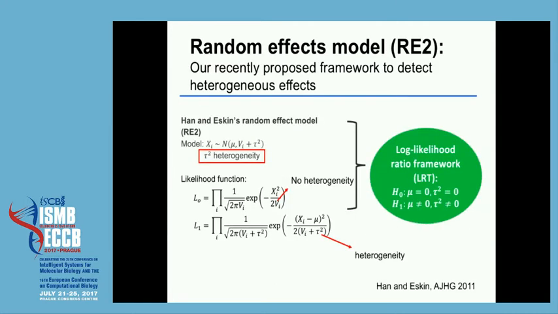To detect the heterogeneous effect, we previously developed the Han and Eskin random effect model, which we call RE2. In the model, the observation follows the normal distribution with mean mu and variance equal to the summation of the within-study variance V and the between-study heterogeneity tau squared. We can build the likelihood function, which contains and does not contain the mean effect and heterogeneity tau squared. And we can test our model using the log likelihood ratio test framework by assuming the null hypothesis of no association for the mean effect mu and tau squared heterogeneity. We test if the mean mu and the tau squared are non-zero.